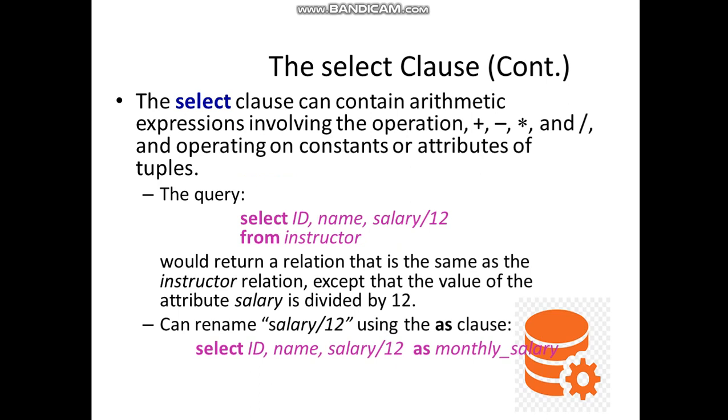The select clause can contain arithmetic expressions involving the operations plus, minus, star (that means multiplication) and division, operating on constants or attributes of tuples. For example, select ID, name, salary divided by 12 from instructor. It will return a relation that is the same as the instructor relation, except that the value of attribute salary is divided by 12. So that means it will display all the records of ID, name, and it will divide the column salary by 12. So all the salary will get divided by 12, and the result will come.